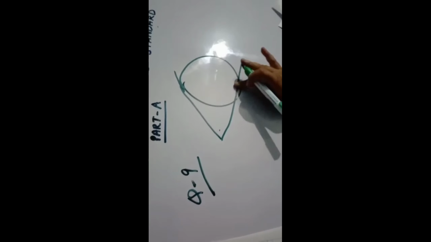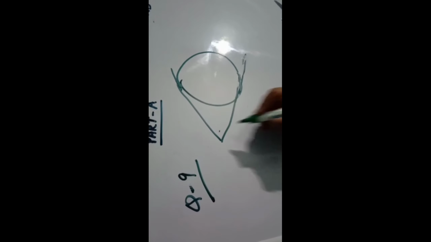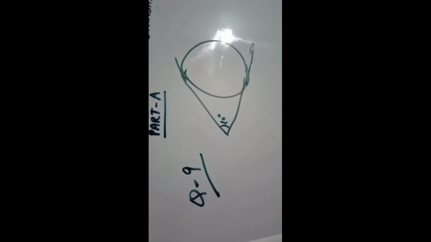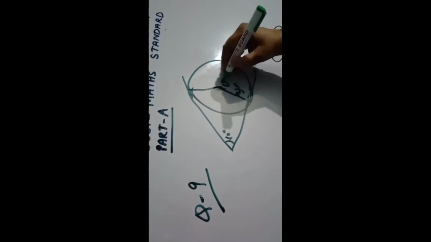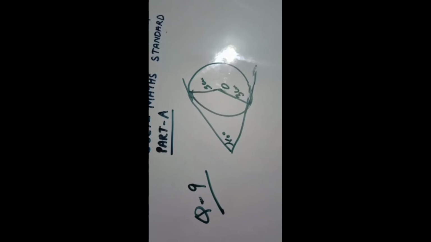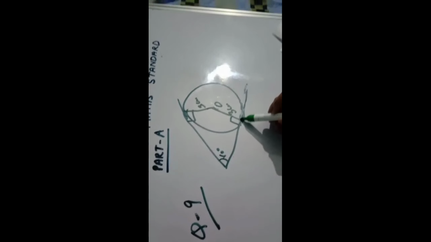Now 9th question: a circle is there and two tangents are there like this. Tangents means the line segment which touches the circle at only one point. Two tangents are there, inclined to each other at 60 degrees, and the radius of the circle is 3 centimeters. Suppose this is the center, so this is also 3, this is also 3. Now you know this angle will be 90 degrees because radius and tangent meet each other at 90 degrees. So this angle is 90 degrees. Now this is 3, this is 3.